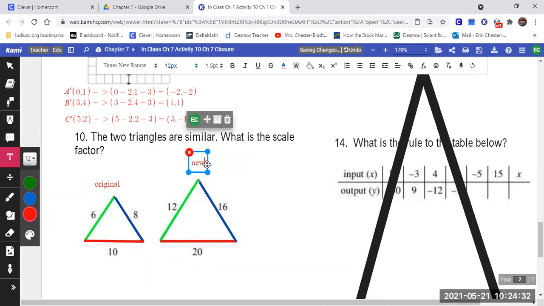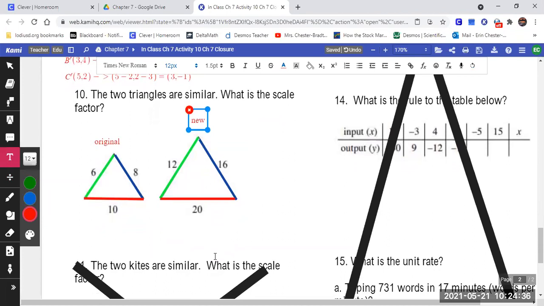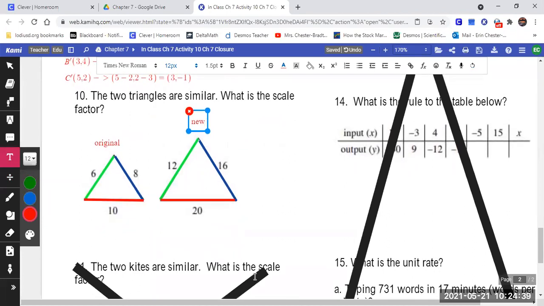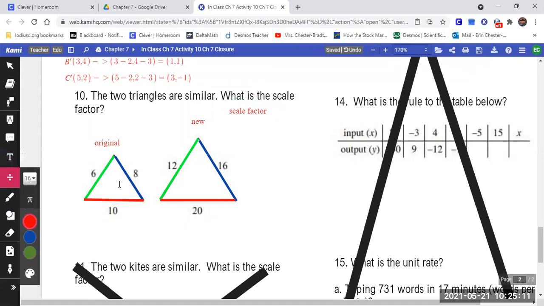Okay, we're not solving for 8x, so we can pick any side we want to do our calculation for scale factor, but we have to check it for all of them. We've done one of these before. So what makes scale factor? Scale factor equals what? How do we find scale factor? New divided by original. Right? So we have to check all three, new divided by original, and there's what side they are.